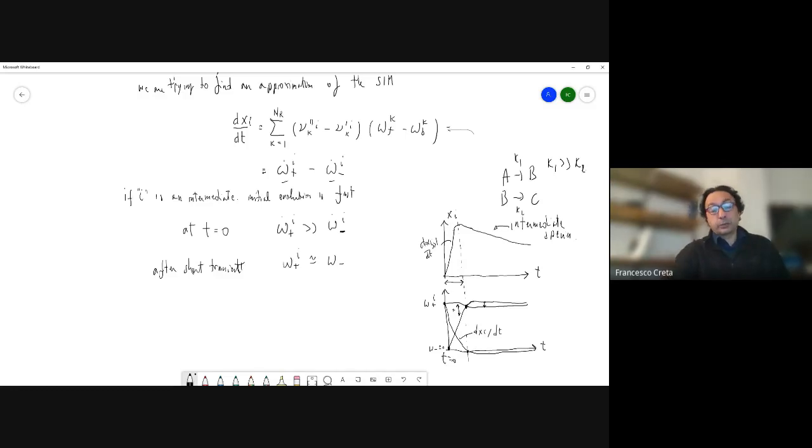You have an initial moment at t equals 0 when the positive term is much bigger than the negative term. So you have essentially a very, very large increase, a very, very large slope, which gradually reduces until it's 0 when the two terms equilibrate after a very short transient. After that, the two terms are maybe different, but only slightly.